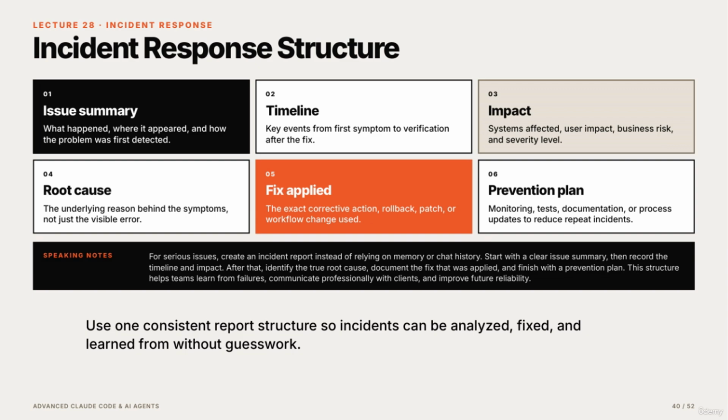Finally, develop a prevention plan. This might include monitoring improvements, testing protocols, updated documentation, or changes in processes aimed at reducing the chance of similar incidents happening again. By following this structured approach, issue summary, timeline, impact, root cause, fix, and prevention, you help your team learn from every incident, communicate more professionally with clients, and continuously improve the reliability of your systems.